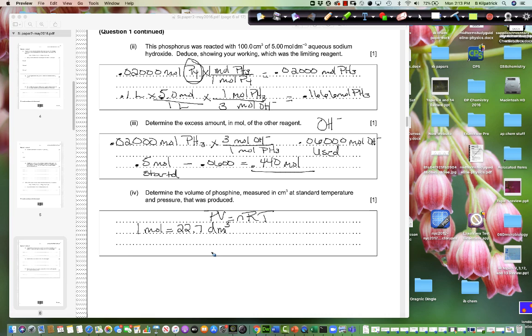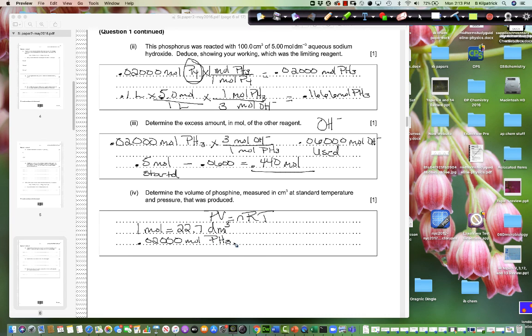Now the thing is, it's not going to be 22.7 liters because you don't have a whole mole. So how many moles do you have of phosphine? Well, we have 0.02, which we calculated up here. So again, follow-through points still apply. So let's say that you got the incorrect number up here, but then you went down here and did the calculation correctly, you would still get the mark. So this is how many moles I have of the phosphine.